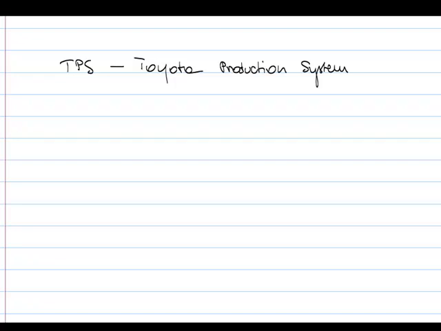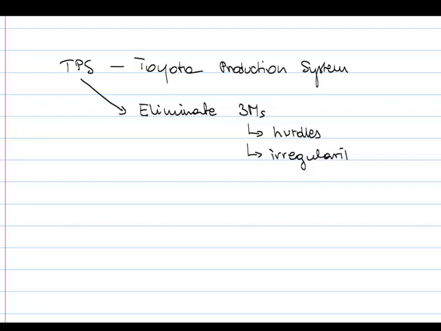First of all, that system aims at eliminating something it refers to as 3 M's. Unfortunately, it is an M only in Japanese, so we will not use that original name. Basically, we want to eliminate hurdles in the production, irregularities, and waste. These are the 3 M's. I don't know the Japanese originals, but I'm sure they start with M.